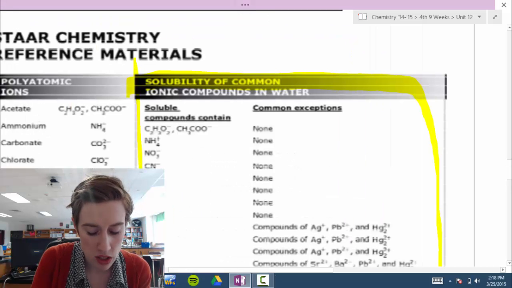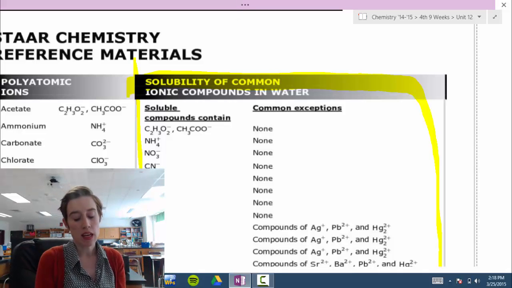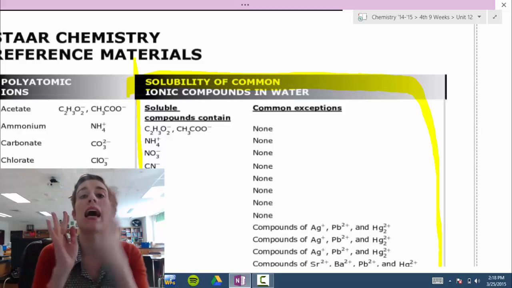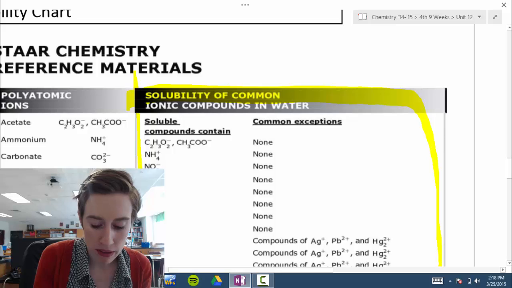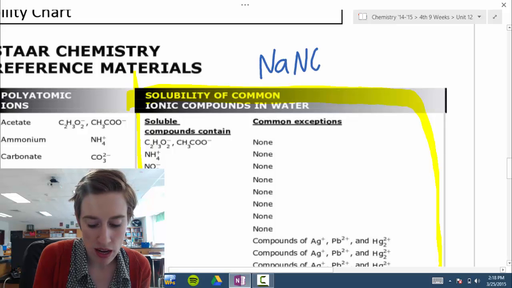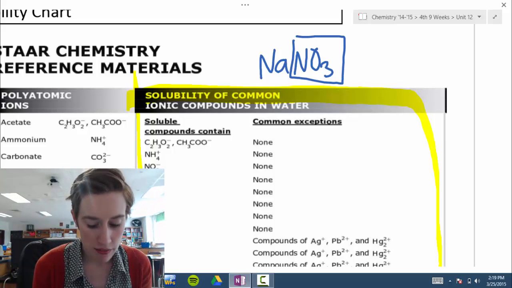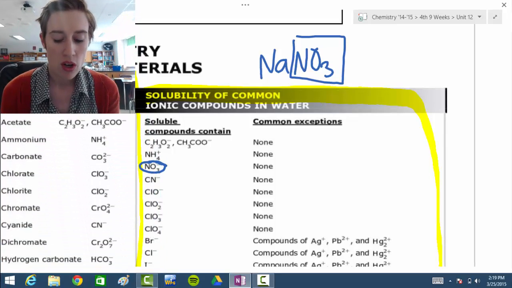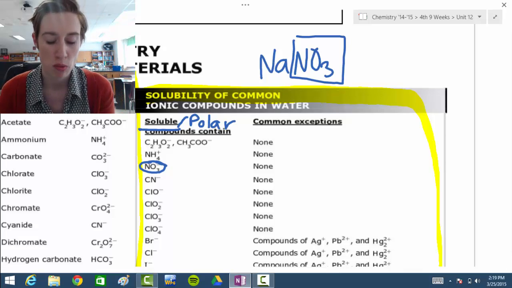On a solubility chart, I can find a compound by looking at the anion, the negatively charged part of a compound. That's always the last part of the compound; the anion is always written last, or second. So if I gave you a compound like sodium nitrate, NaNO3, I would look at the last part of this compound, the anion, and I can find NO3 right here. This is a list of compounds that are soluble, also known as polar. So anything in this list is soluble or polar. It will mix with water.